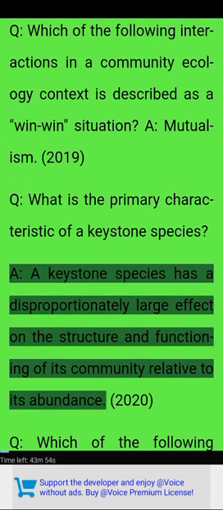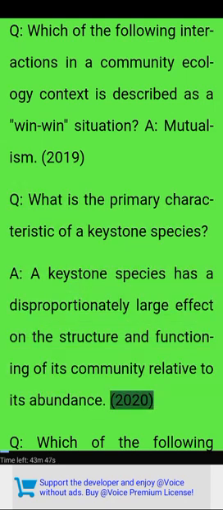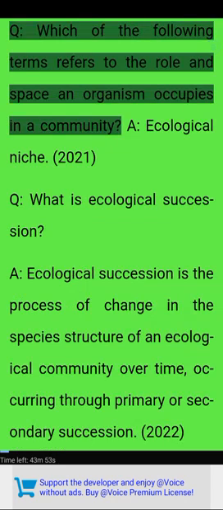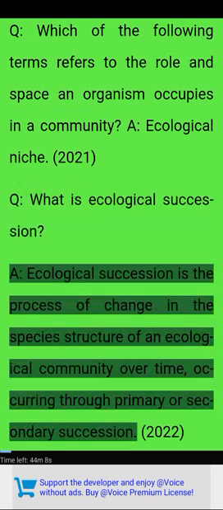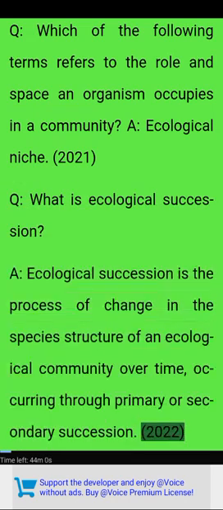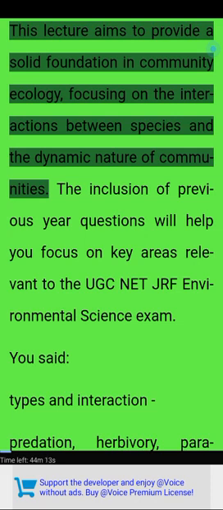Q. What is the primary characteristic of a keystone species? A. A keystone species has a disproportionately large effect on the structure and functioning of its community relative to its abundance. 2020. Q. Which of the following terms refers to the role and space an organism occupies in a community? Ecological niche. 2021. Q. What is ecological succession? Ecological succession is the process of change in the species structure of an ecological community over time, occurring through primary or secondary succession. 2022. This lecture aims to provide a solid foundation in community ecology, focusing on the interactions between species and the dynamic nature of communities.